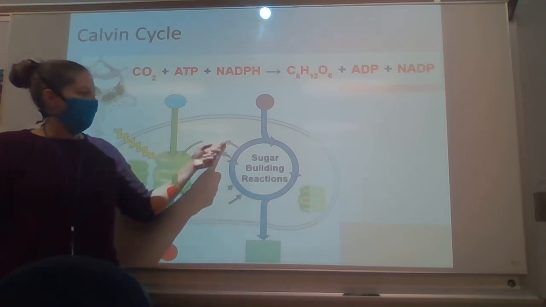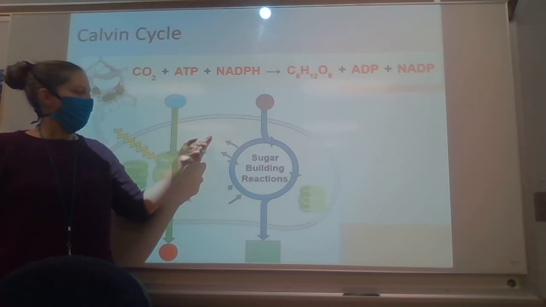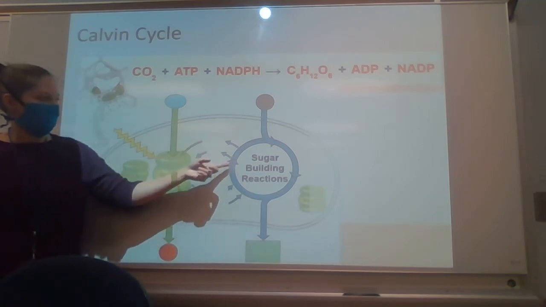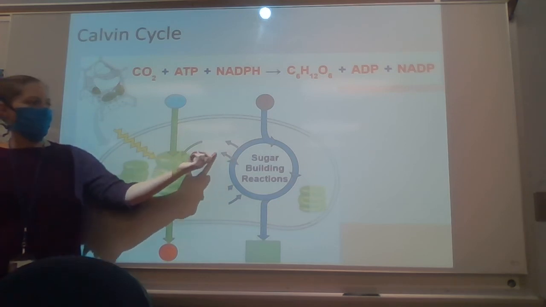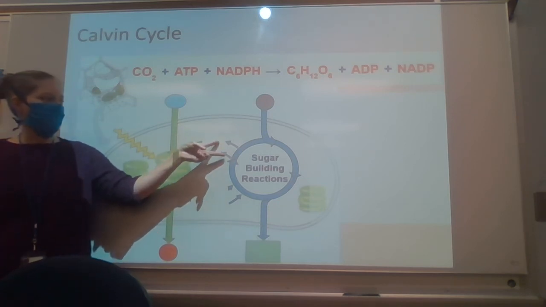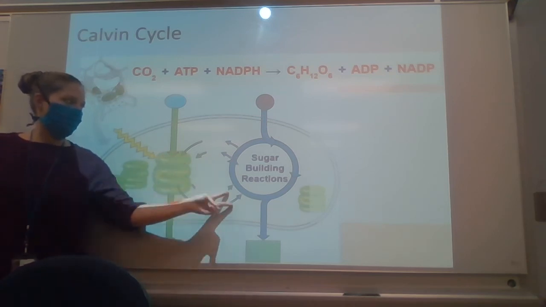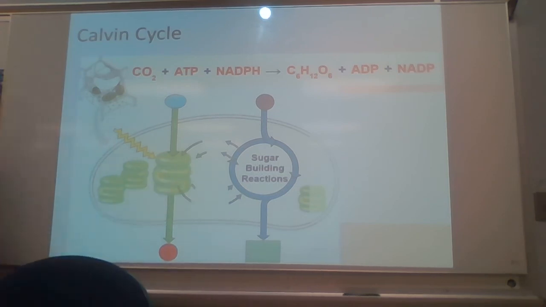And when we break down that ATP, now we're back to having ADP. And when we release the hydrogen and electrons from our electron carrier, we end up back with NADP+. Those are going to cycle back to pick up more energy from the light reactions, and so that cycle is going to continue. So if either one of these processes stops, the other one's also going to stop, right? Because there's that cycling of products and reactants.